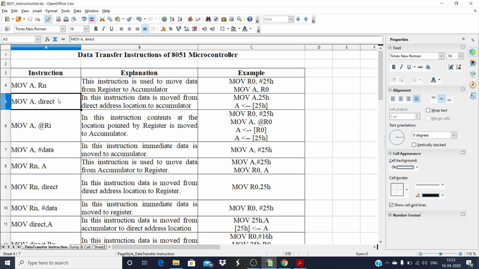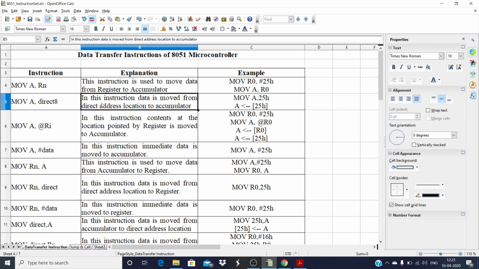What is this direct? Or more specifically, we can write it as direct 8. Direct 8 means it is 8-bit data. We are playing with the 8-bit data. So 8-bit data from the direct address is moved to accumulator. For example, MOV A, 25H. So 25H is an 8-bit address. It is located in internal RAM of 8051 microcontroller. So data from direct address of 8 bits is moved to accumulator.